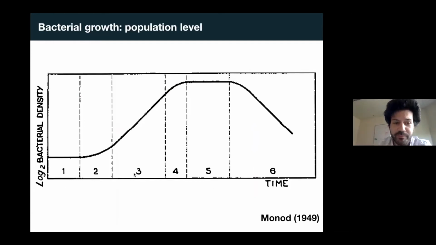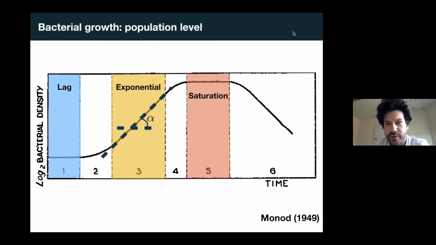And what you see is essentially 4 phases. So at first, you have what people call the lag phase, where apparently nothing seems to grow. So people say that bacteria adapt to their environment here. Then you have an exponential phase here. So that's a log-linear scale, right? So that's exponential growth, with a growth rate alpha. Then you have a saturation, where bacteria stop growing and then bacteria die.